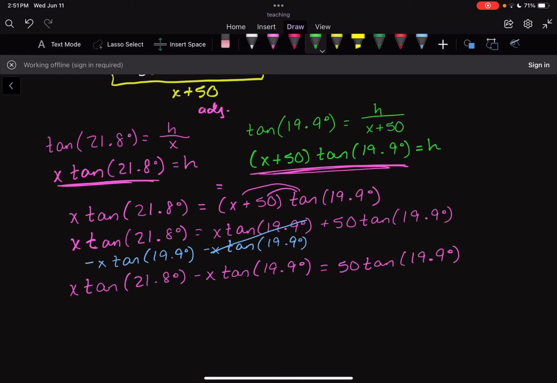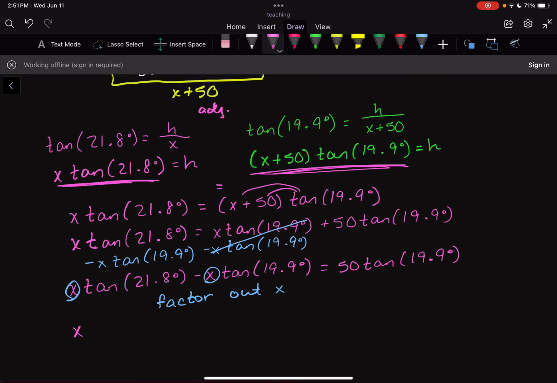Now I want to get this x by itself. Usually we would try to combine like terms at this point, but these cannot combine. What I can do is take an x out from both of them and factor it out to the front. So my step right here is that I'm going to factor out the x.